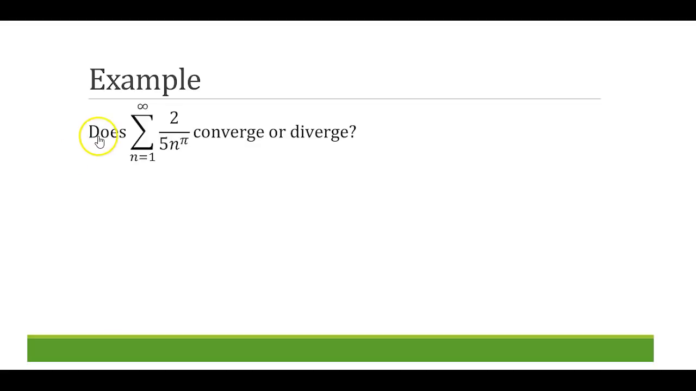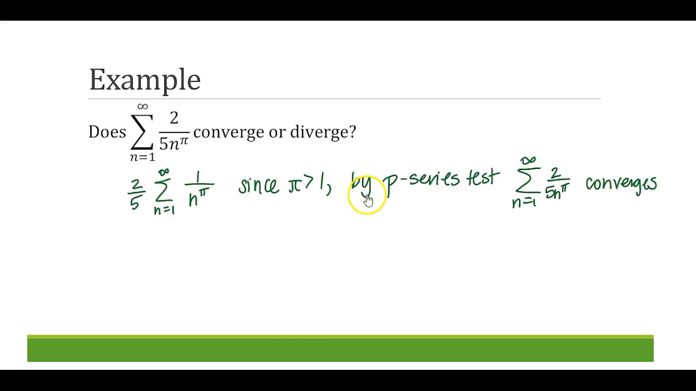In this example, we want to determine, does the sum from n equals 1 to infinity of 2 over 5 n to the pi converge or diverge? Well, what we can do is we can take the 2 over 5 to the front of the infinite series so that we can clearly see that we're evaluating the sum from n equals 1 to infinity of a p-series, 1 over n to the pi. Since pi is greater than 1, we know from the p-series test that this infinite series converges. So we'd say, since pi is greater than 1, by the p-series test, the series converges.